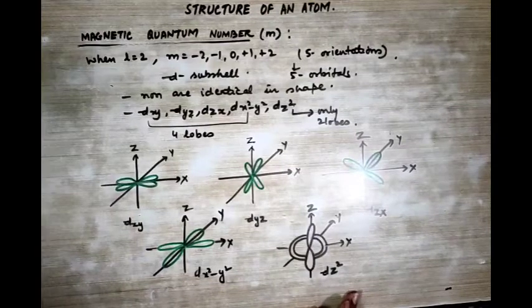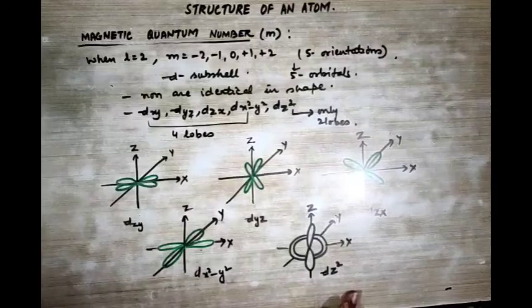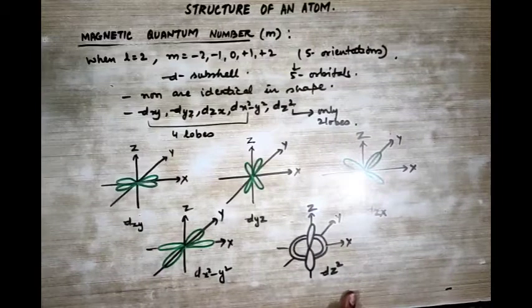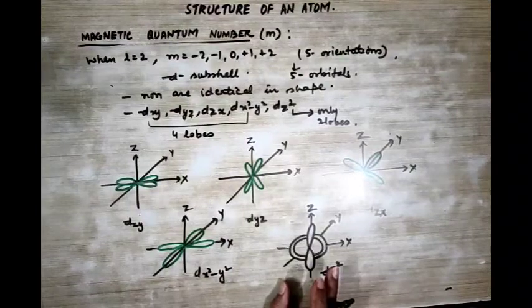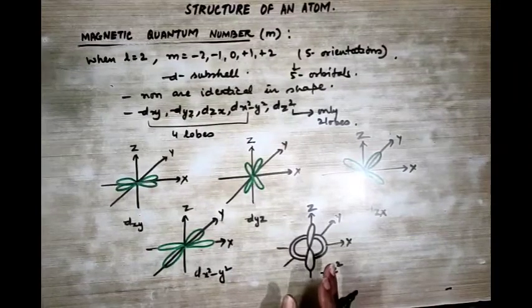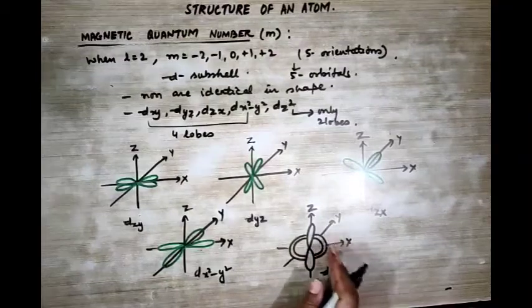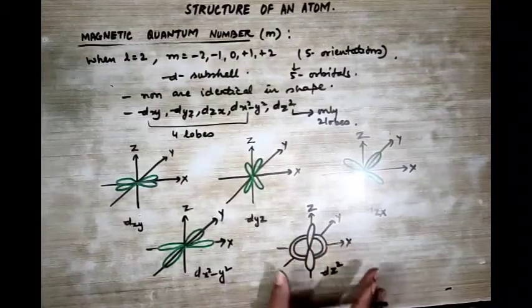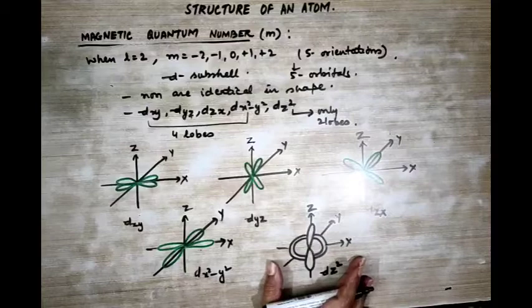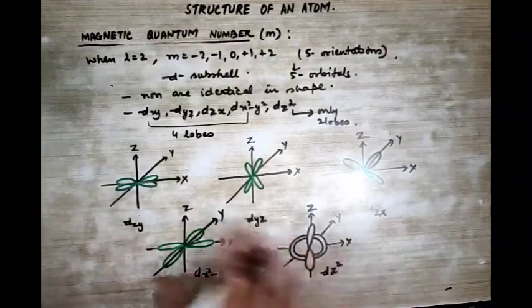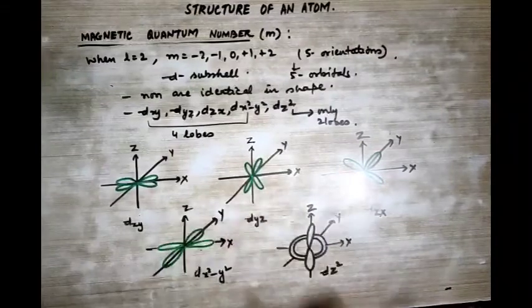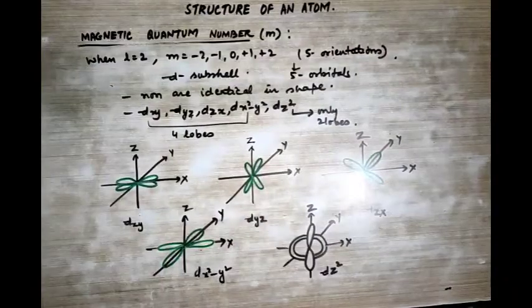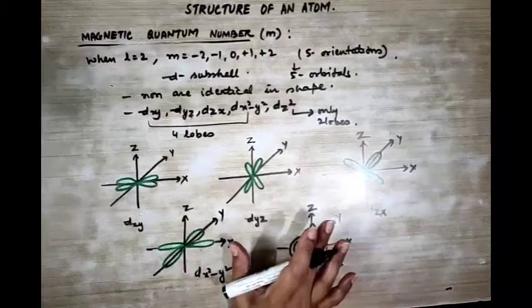What did I tell you about dz square? That the orbitals are lying along the z-axis, right? And they also contain a ring of negative charge which surrounds the nucleus. Is this clear to all of you? So these were the 5 orbitals of your d subshell, and these are the figures that you need to understand over here. Now next we come to the spin quantum numbers.